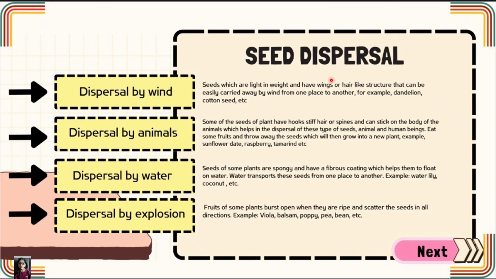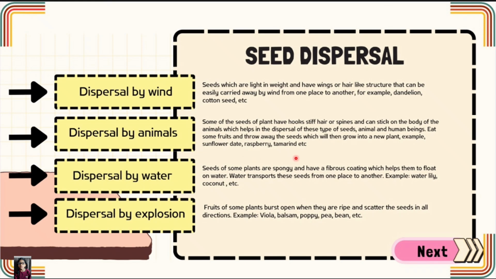Seed dispersal. Dispersal by wind. Seeds which are light in weight and have wings or hair-like structures can be easily carried away by wind from one place to another. For example, dandelion seeds, cotton seeds, etc.